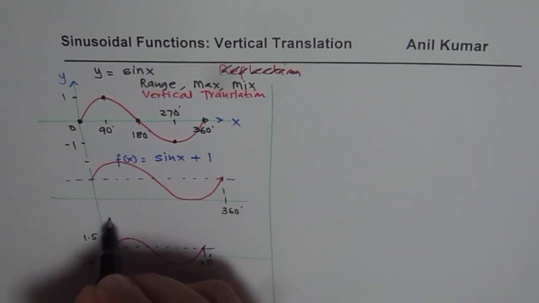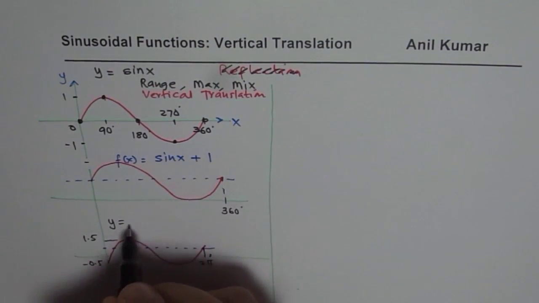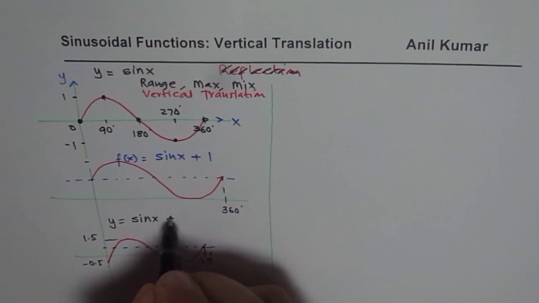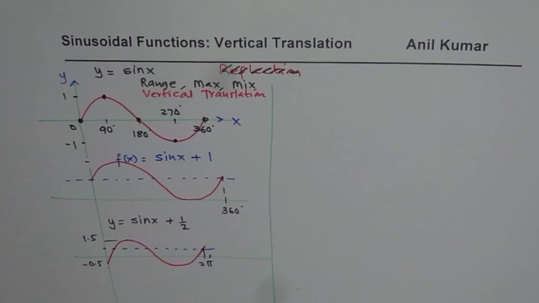So I could write this equation as y equals sine x. Now this value has moved up by half, so 0.5 or half. So that is a vertical translation we are talking about, right? I hope this part is very clear.